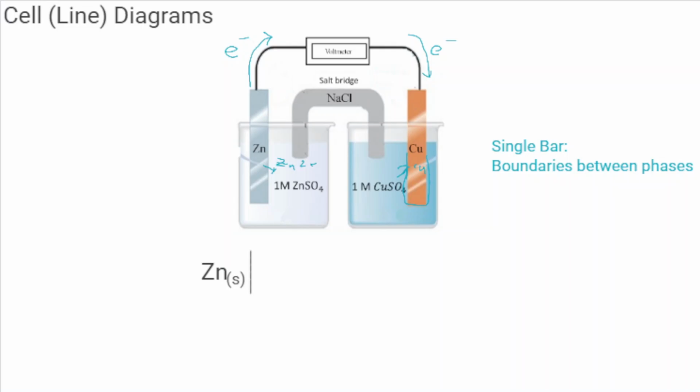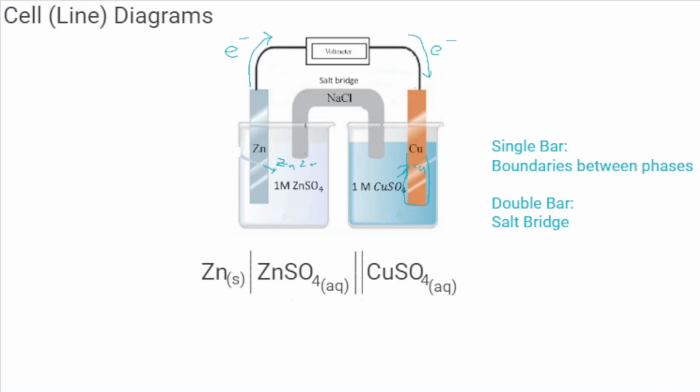Then, from our zinc sulfate, we're going to travel up through the salt bridge. So we're going to put down zinc sulfate, and then to represent the salt bridge, we're going to put a double bar. And basically what a double bar represents is simply the salt bridge. So then after we come up through the salt bridge, we are going to be interacting with the copper sulfate. And so we'll put that down.